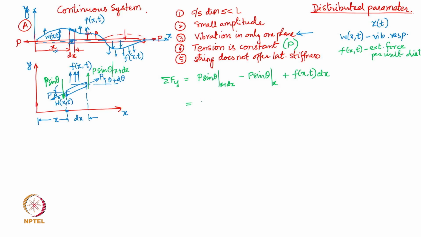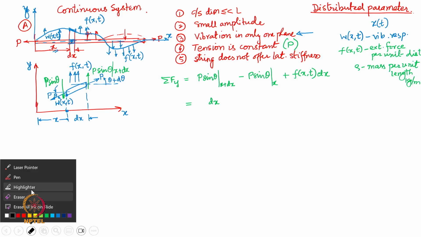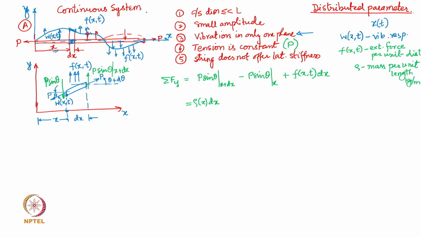Now the mass of the string is rho into dx, where rho is mass per unit length, so kg per meter. Okay, now this rho need not be a constant value, so let us write this more appropriately as rho of x dx. That means the material density may in fact vary, so we are making it a very general case. This now becomes the total mass of the string element of length dx times dou 2 w of x comma t by dou t square, that's basically the acceleration of this string element.